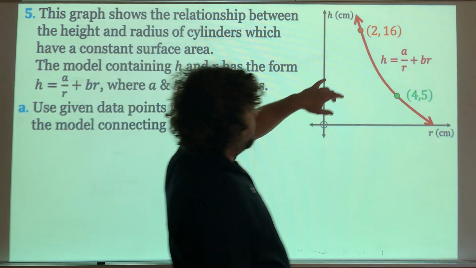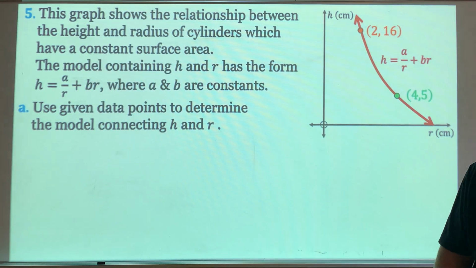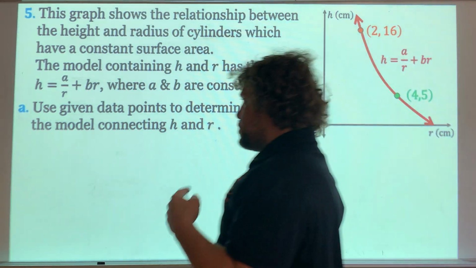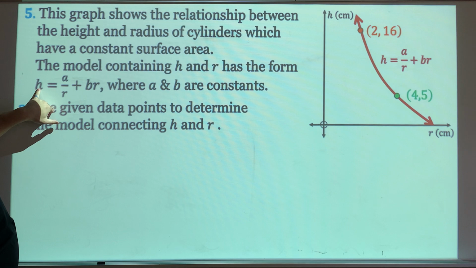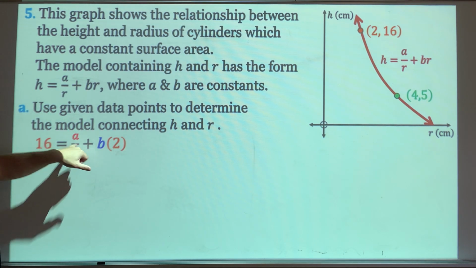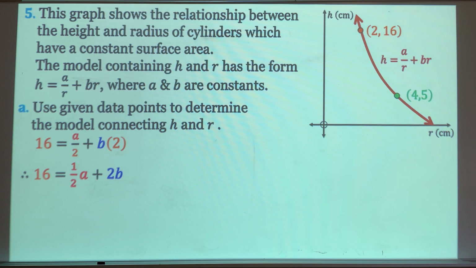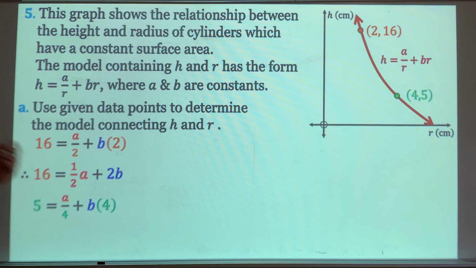So, right here we have 2 points, and we only have 2 missing variables, so our equations are 2, our unknowns are 2. You're going to take point 2, 16. 16 equals A over 2 plus B times 2. 16 equals 1/2 A plus 2B. Next one, 4, 5. So we're going to do 5 equals A over 4 plus B times 4. 5 equals 1/4 A plus 4B.